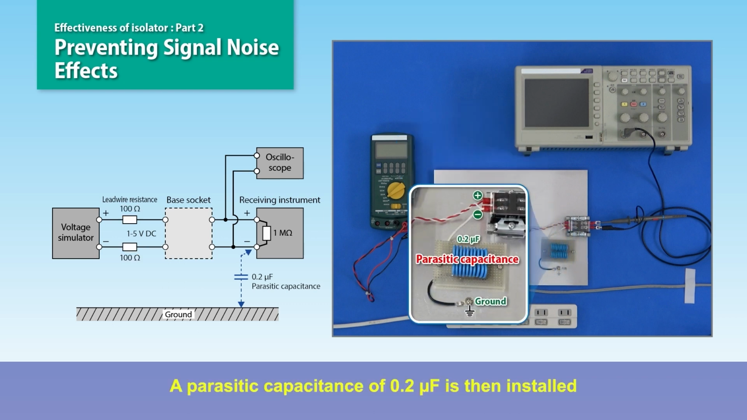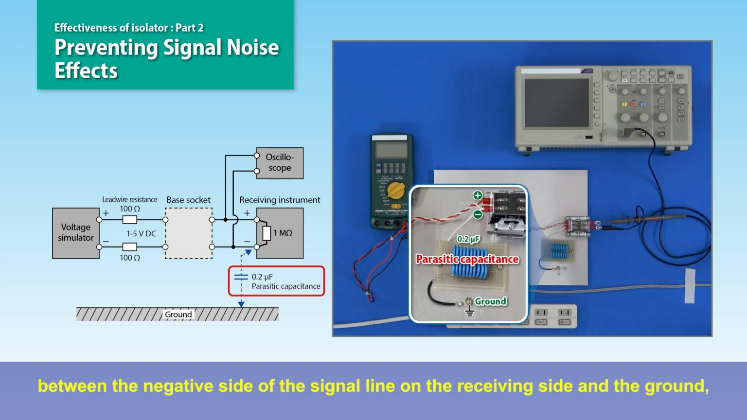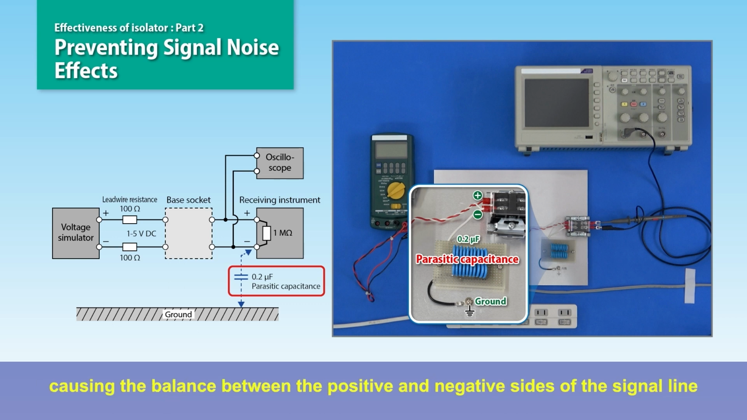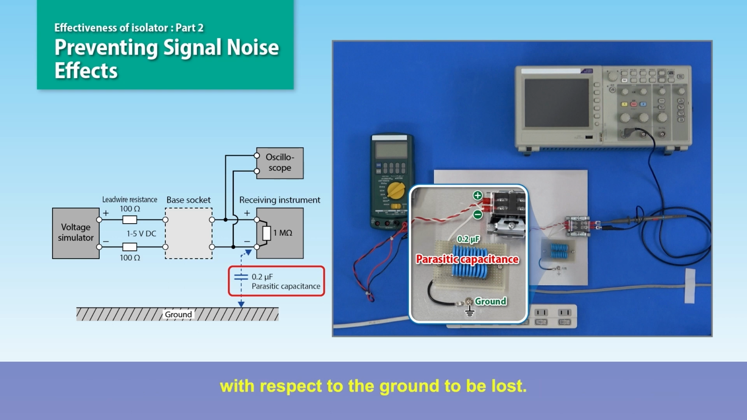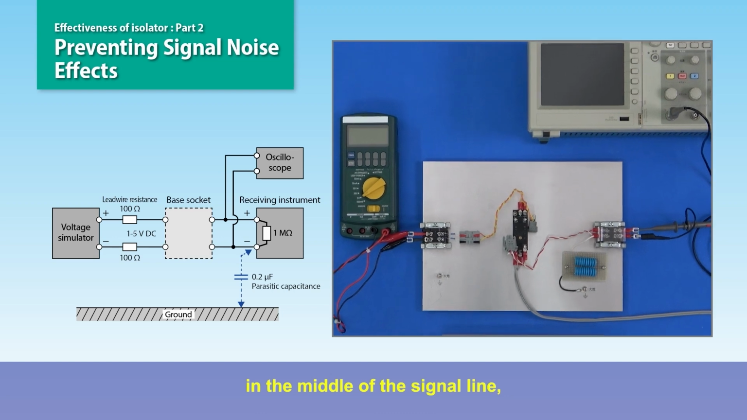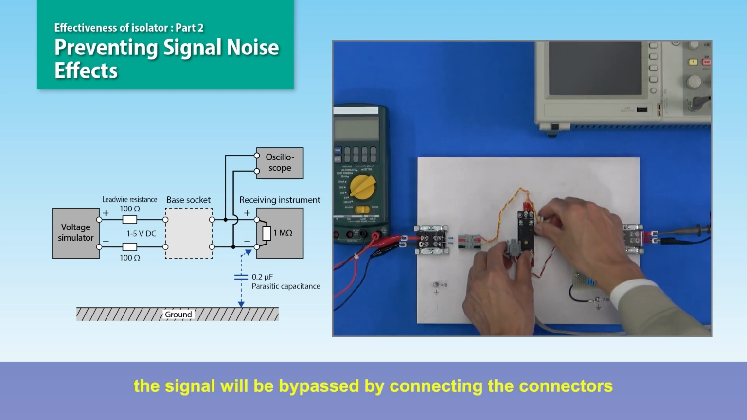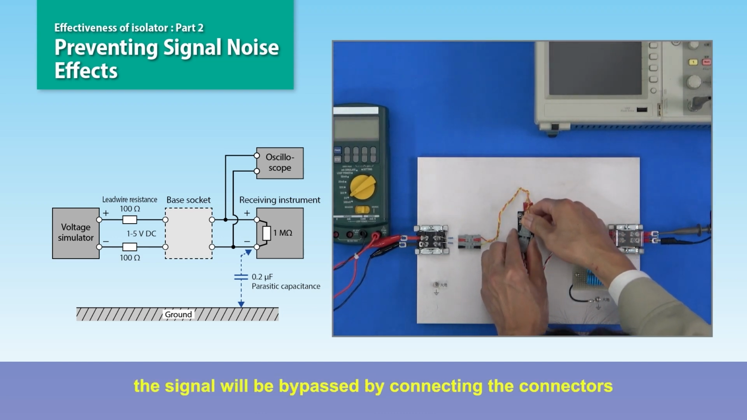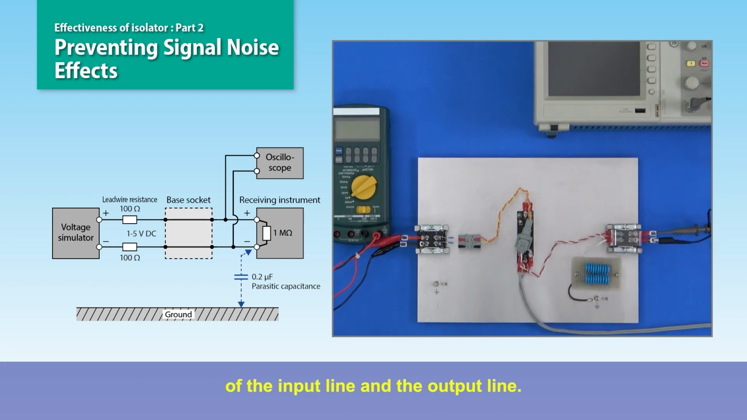A parasitic capacitance of 0.2 microfarad is then installed between the negative side of the signal line on the receiving side and the ground, causing the balance between the positive and negative sides of the signal line with respect to the ground to be lost. Although a base socket for a signal conditioner is located in the middle of the signal line, the signal will be bypassed by connecting the connectors of the input line and the output line.